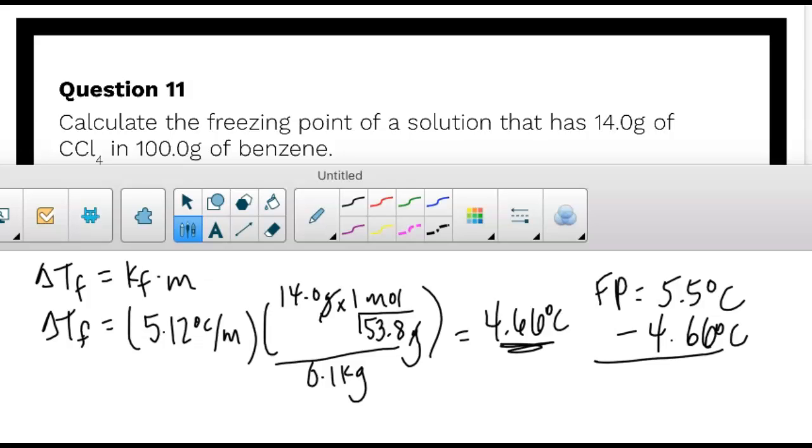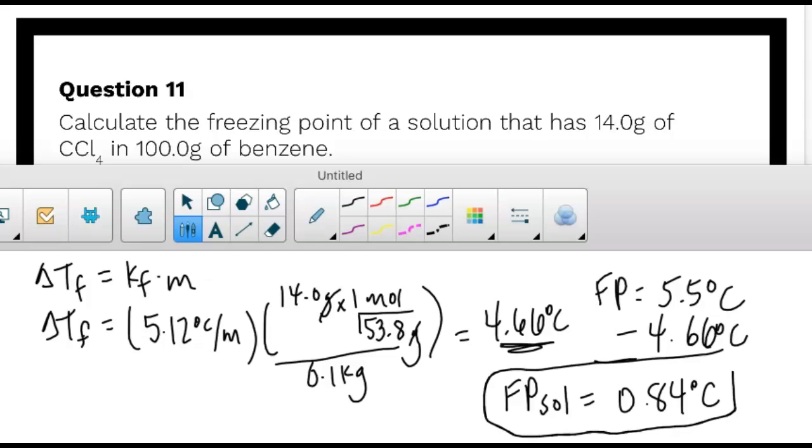And so the freezing point of our solution is going to be 0.84 degrees Celsius. If this asks for boiling point, it's the same equation, it's just related to boiling. So delta TB equals KB times M. If the problem's ever asking for mass or molar mass, you're going to solve for M. If it's ever asking for some sort of temperature, then you don't have to solve for M. You're going to just plug and chug. Plug it in, find your answer, and adjust as needed.